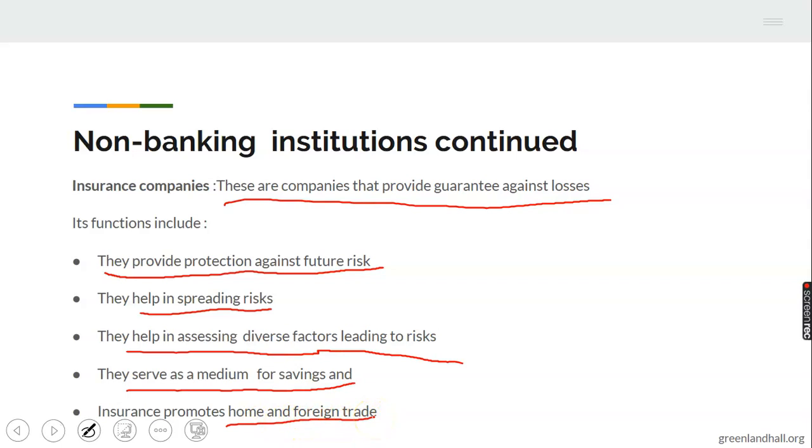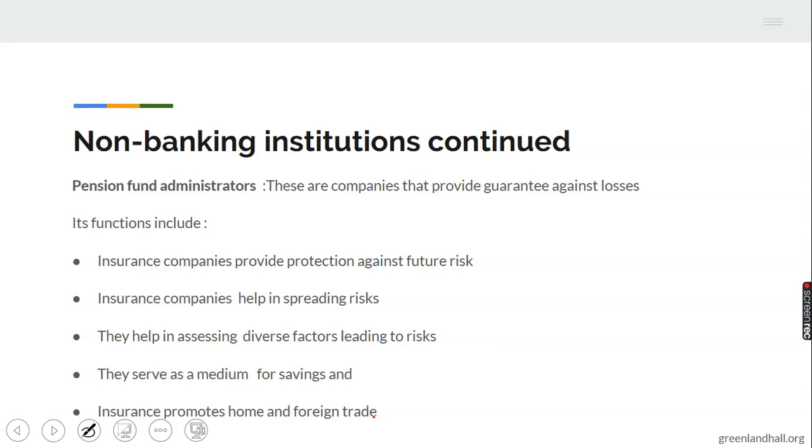So it gives confidence to investors to be able to commit their money into home and foreign trade. Then we have pension funds. Pension fund administrators, these are companies that provide guarantee against losses. Its functions include pension fund administrators, these are companies that provide guarantee against losses.